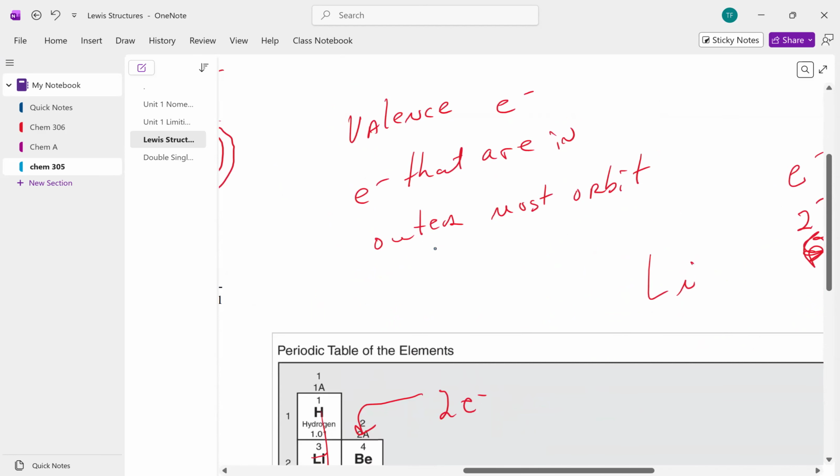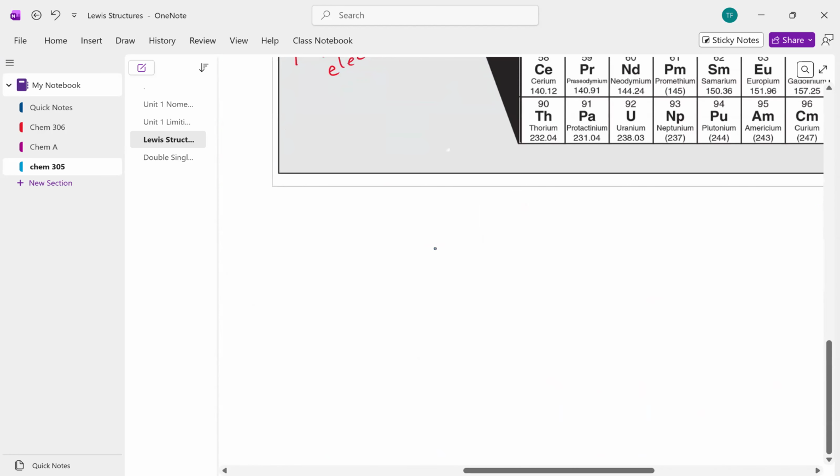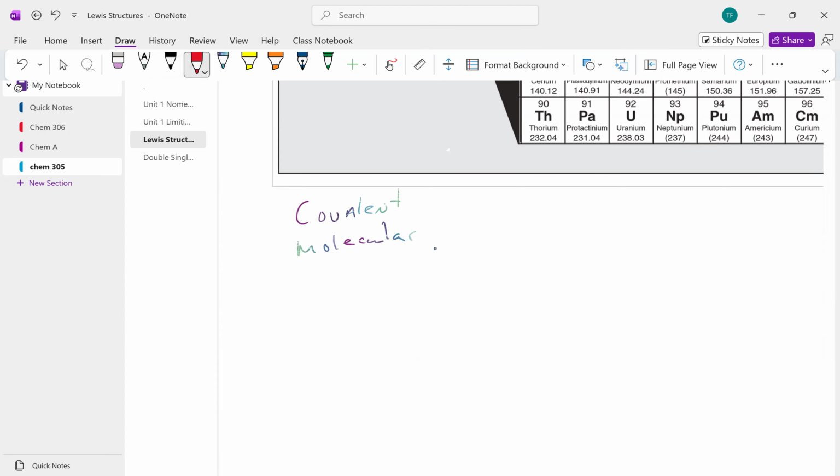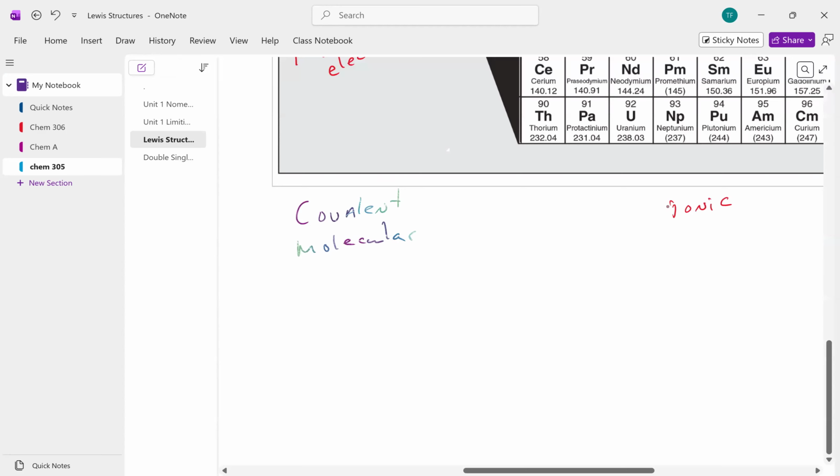Now, I mentioned, I think it was yesterday, there are 2 kinds of bonds, covalent, molecular. This is rainbow colors. We don't want that. And ionic. Now, when we do Lewis structures, we can represent both of them, but I'm going to focus on covalent for this lab.